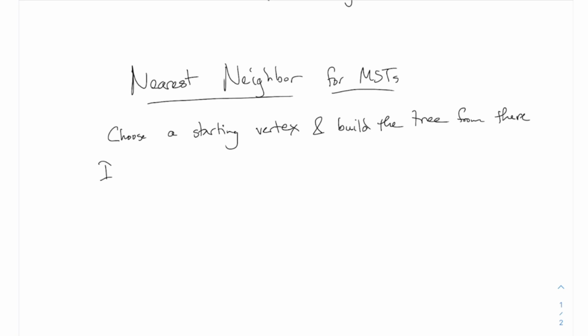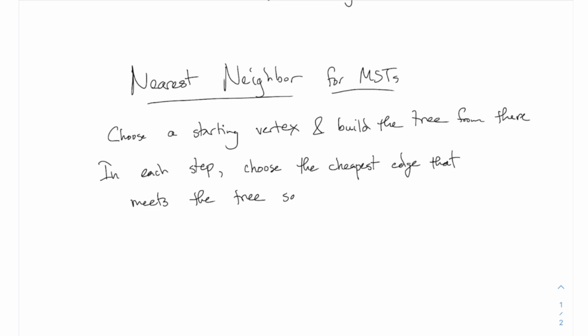And how do you do it? In each step, just like the nearest neighbor, you add on the cheapest option that continues from where you're at that point. So this looks slightly different for spanning trees, but in each step, choose the cheapest edge that meets the tree so far. So you start off just at a single vertex, and you choose the cheapest edge which meets that vertex. And then after that, you choose the cheapest edge which meets any of the edges that you've chosen so far. All right? This is how you do the nearest neighbor algorithm.